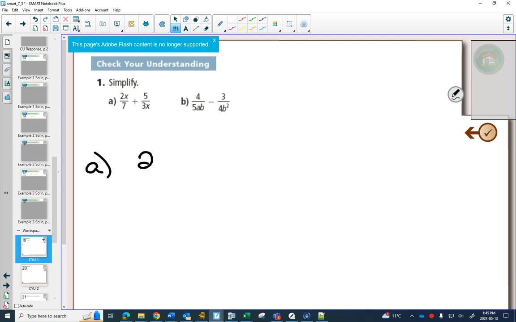I'm going to rewrite out A, and I'm going to leave some space after each one. First of all, can we add these fractions together right now? No, because what is the rule for adding fractions? You need a common denominator.